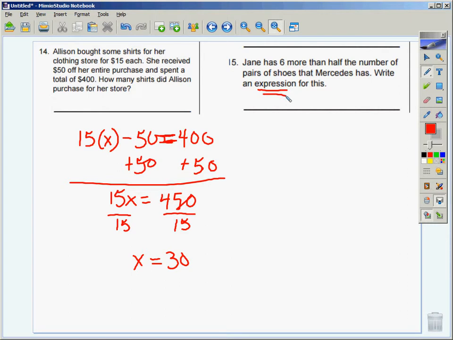This one says write an expression. Remember, an expression does not have an equal sign. 6 more means that I'm adding 6 to something. Half the number of pairs Mercedes has. Half of whatever Mercedes has, there's my expression.